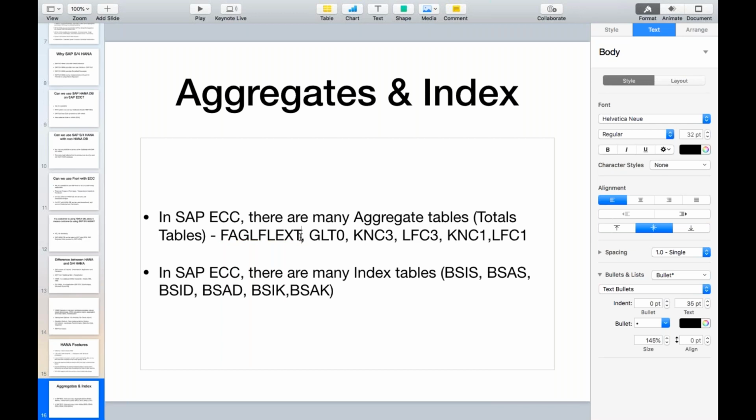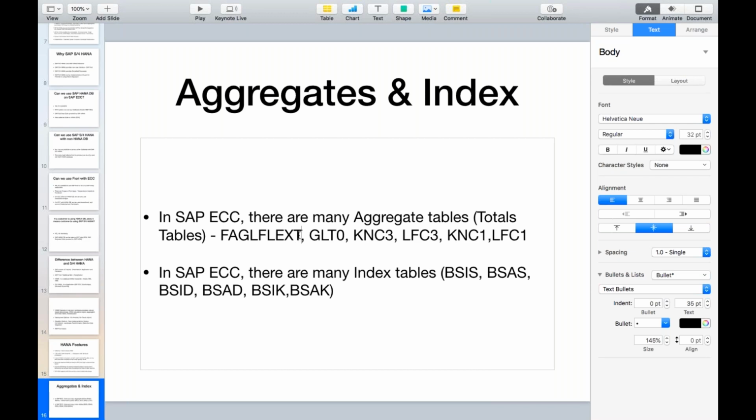if FAGLFLEXT is not available, FAGLFLEXT is holding the totals, right? It is not only holding the data, it is holding the totals. So if I want the balance of this GL account with this combination of profit center and segment, I can go to FAGLFLEXT and get the data. So I get the totals. I do not get line-by-line data. I get the totals. But now even this totals table is not required.